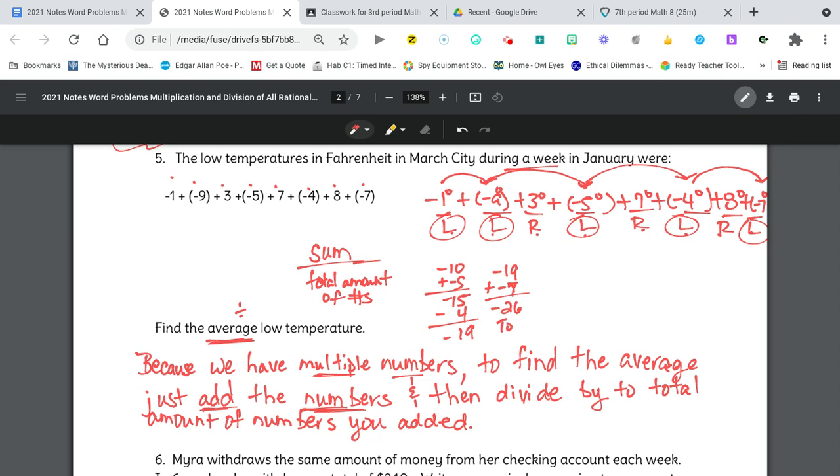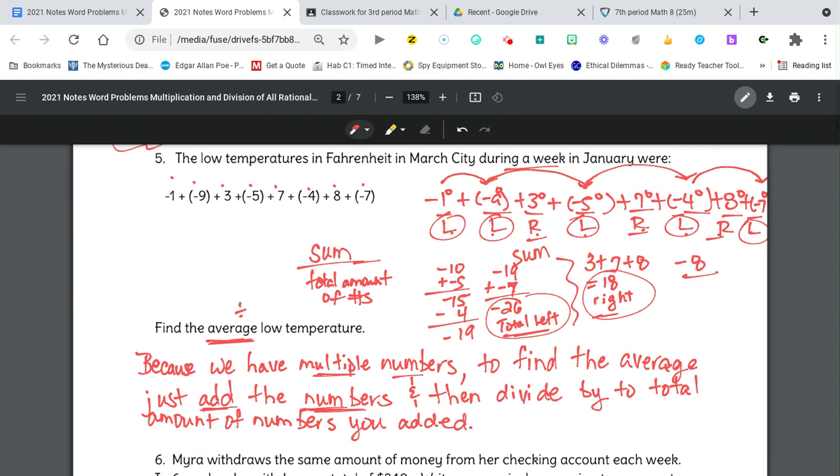Okay, that was my total left. Now I need to do the total right. That would be 3 plus 7 plus 8, which is 18 to the right. So I got 26 to the left and 18 to the right. I'm working on the sum. That's going to be -8 because you're going to have to subtract 26 and 18. And there's more to the left.